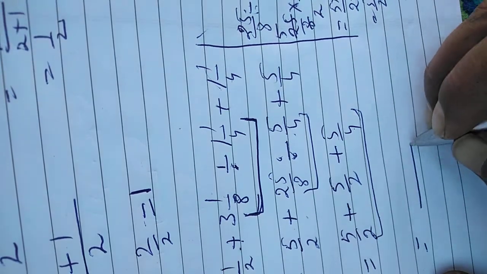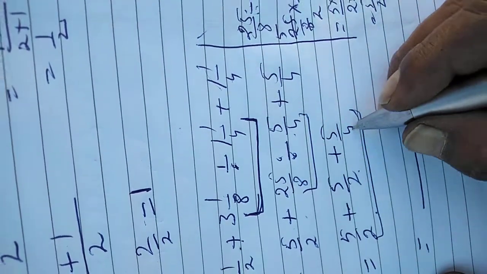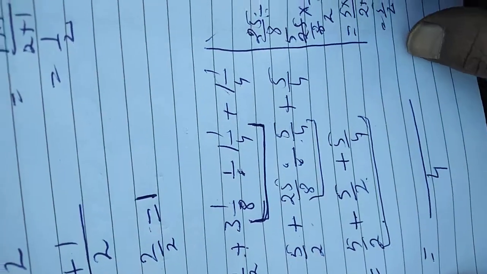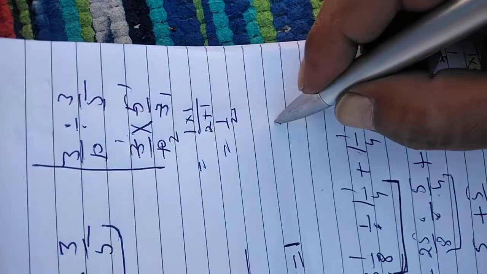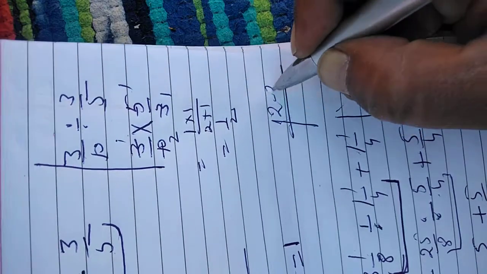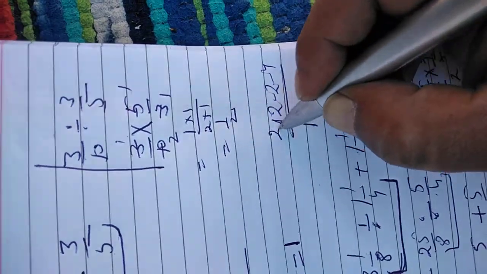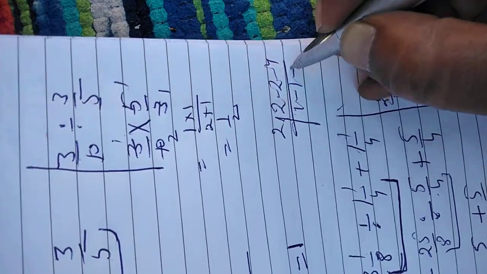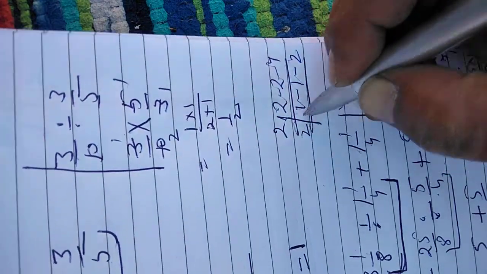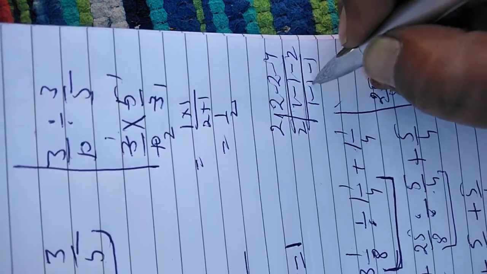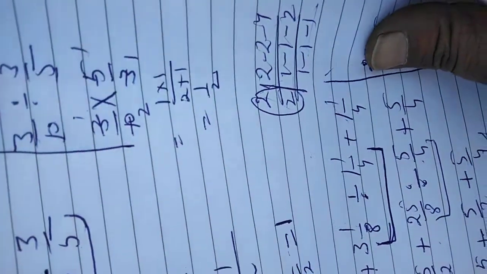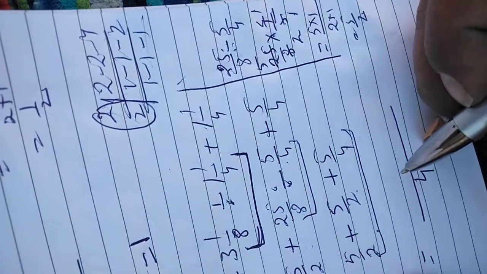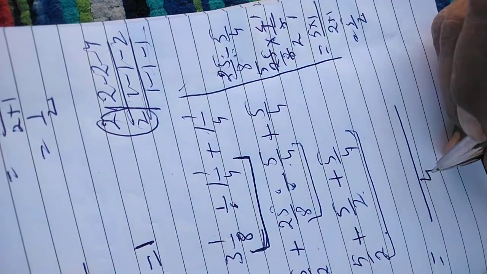Now what is the LCM of 2, 2 and 4? The LCM of 2, 2 and 4 is 4. Now how can you find LCM? 2, 2 and 4 LCM. You divide by 2, then 1, 1, then 2, again 2, 1, 1, 1. In the last we have 1, 1 left. So LCM is 4. So you can write LCM is 4 here.